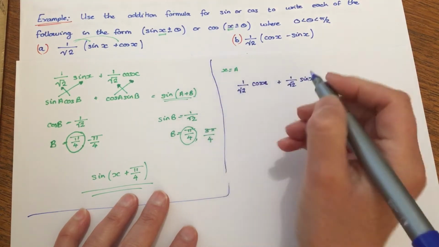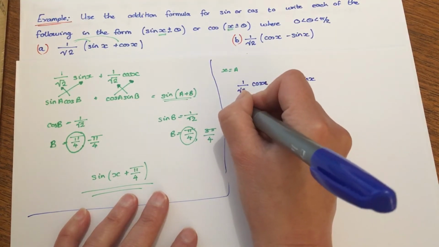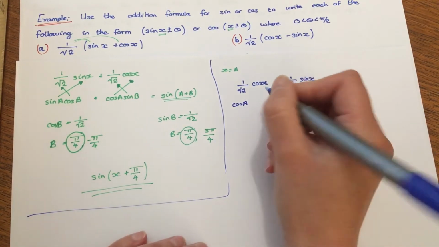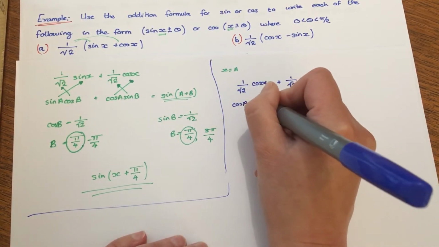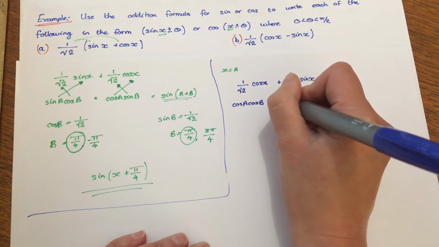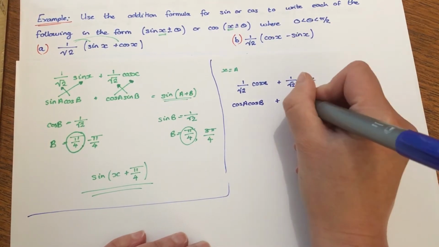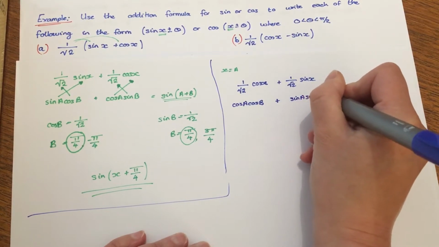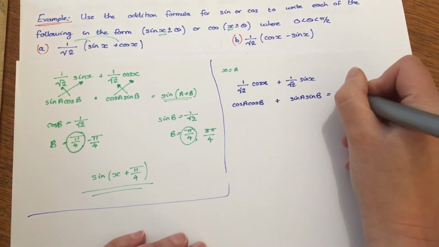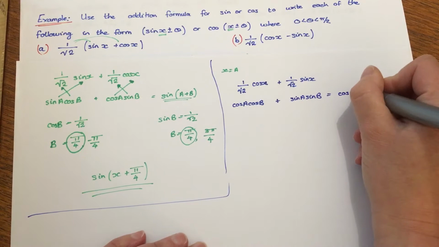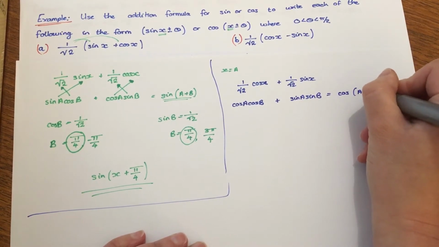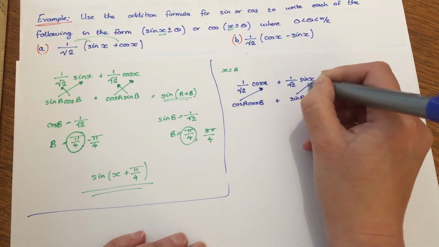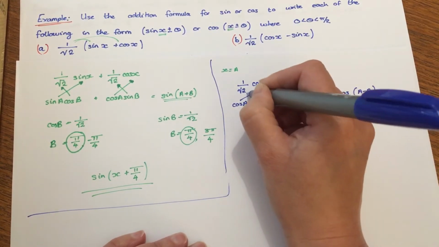Remember, x has to be a, so I would have said here, I've got cos a. The only addition formula that starts with cos a is cos a cos b plus sine a sine b. And that is the subtraction formula for cos. So that would be equivalent to cos of a minus b. That matches that, which means those two must also match.